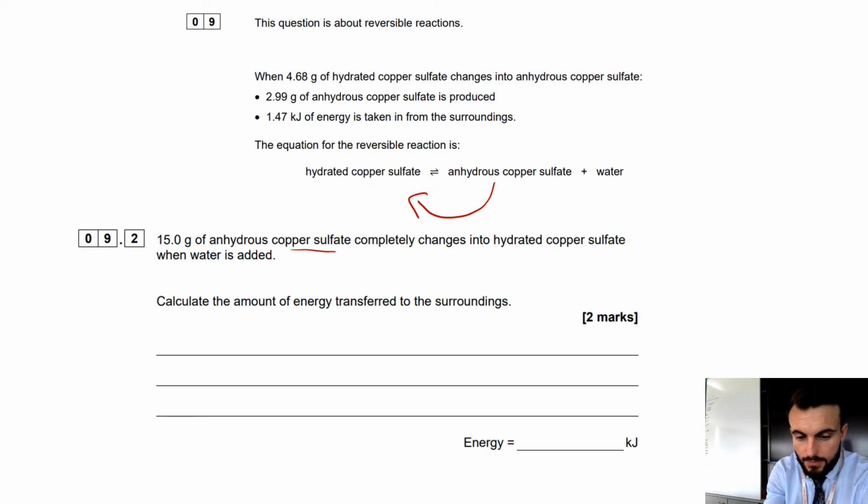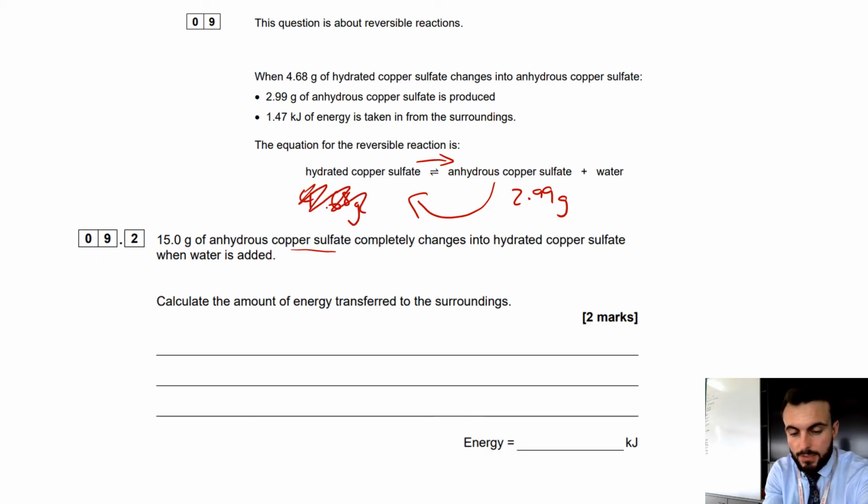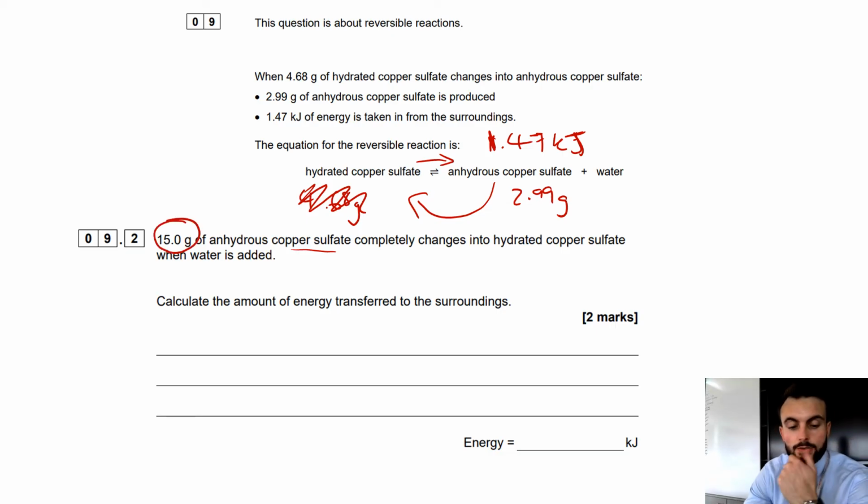So remember in this one, when we made 2.99 grams of anhydrous copper sulfate, using this much, but this number doesn't really matter right now. When we made 2.99 grams of it, it absorbed 1.47 kilojoules. Now the question is how much energy would be released if water was added to 2.99 grams of anhydrous copper sulfate. It would be the same the other way. However, we're trying to figure out how much energy would be released if we used this much anhydrous copper sulfate.